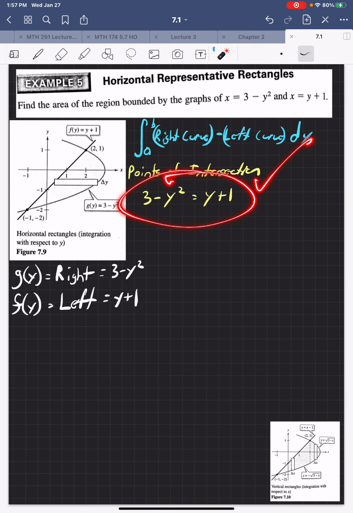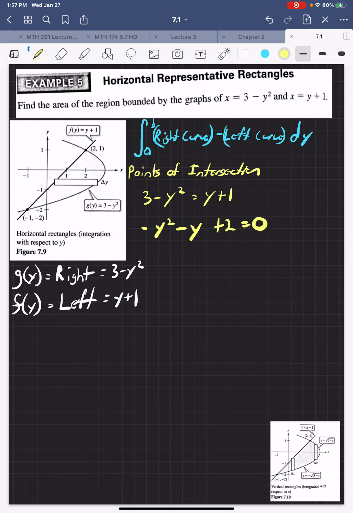So just like before, we're going to set this equal to 0 and factor. So this is going to be negative y squared minus y, and if we subtract 1, we're going to have plus 2 equals 0. If we factor this, we find that our points of intersection occur when y is equal to negative 2 and 1. All right, good.